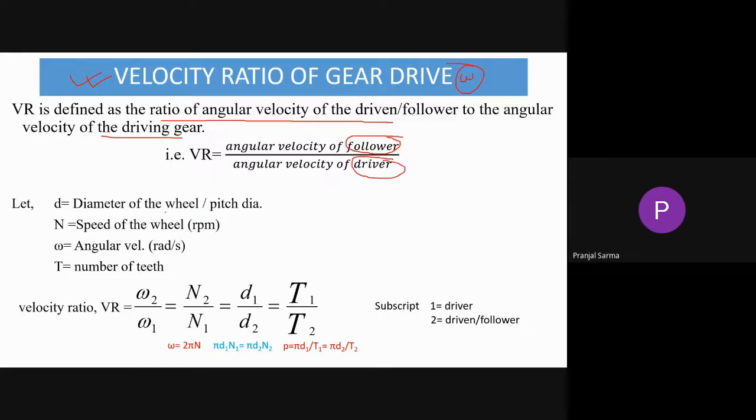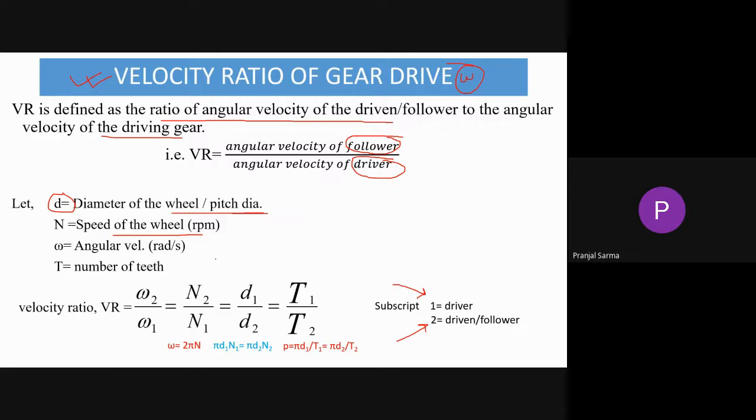Once again, suppose we know the diameter d of the wheel, which is ultimately the pitch circle diameter, omega is the angular velocity, and t is the number of teeth. Then the velocity ratio we can write as omega 2 by omega 1, which in terms of speed we can write as n2 by n1. As we discussed previously with friction drive wheels, it is inversely proportional to the size, so it becomes d1 by d2, or in terms of the number of teeth, t1 by t2. So that is inversely proportional. Here the subscript 1 is for the driver, 2 is for the driven or the follower.